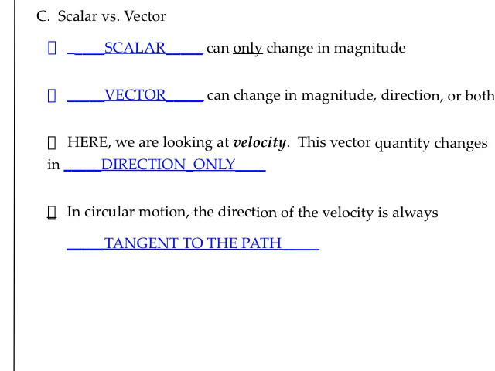I mentioned this on the previous slide, but just to remember the difference between scalar and vector quantities: scalar quantities can only change in magnitude, but vector quantities can change in magnitude, direction, or both. In this case, since we're interested in the velocity of our object moving around in a circle, this is a vector quantity, and it's only changing in direction because we are moving at a constant speed. In circular motion, the direction of the velocity is always tangent to the path. And remember, you can think of that as a right angle to the radius of your circular path.